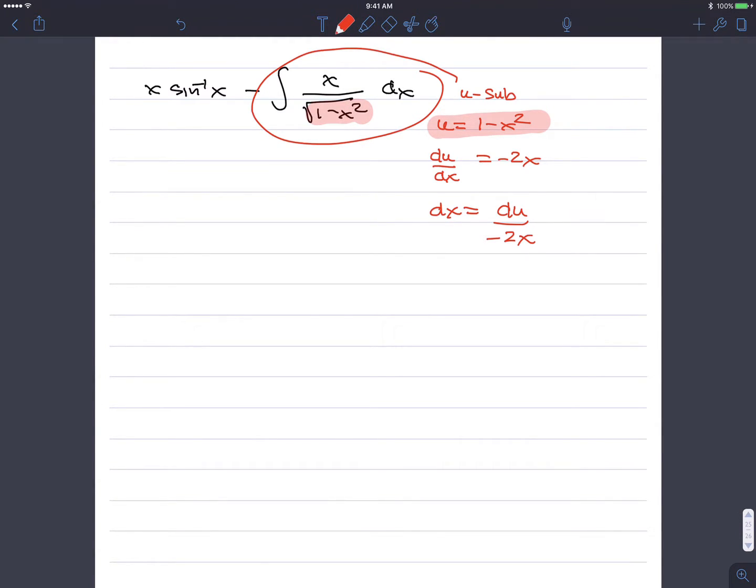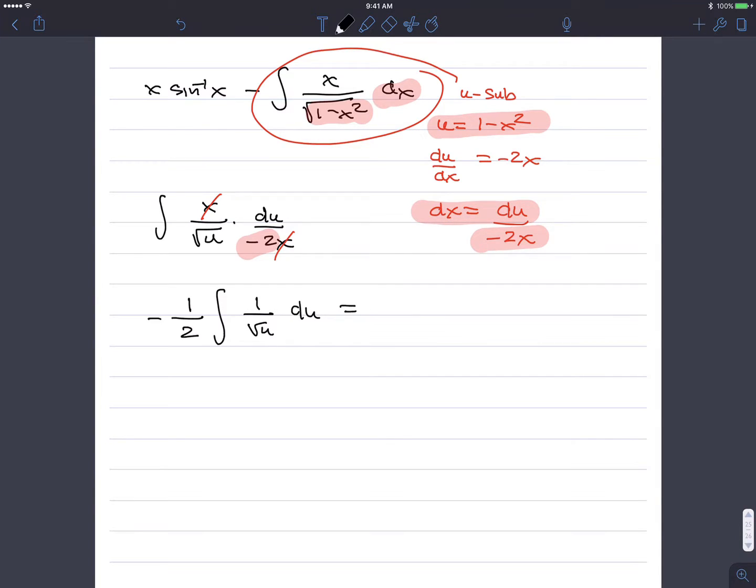So what you're going to see now is the following. For this integral, we have the integral of x over the square root of u. Now dx over here is du over minus 2x. So I'm going to replace dx with that, and we get du over minus 2x. As you notice here, your x's will cancel. Keep an eye on this constant of minus 2. We're going to pull out that constant, so it's going to be a minus 1/2 times the integral of 1 over the square root of u du, which is minus 1/2 the integral of u to the minus 1/2 du.